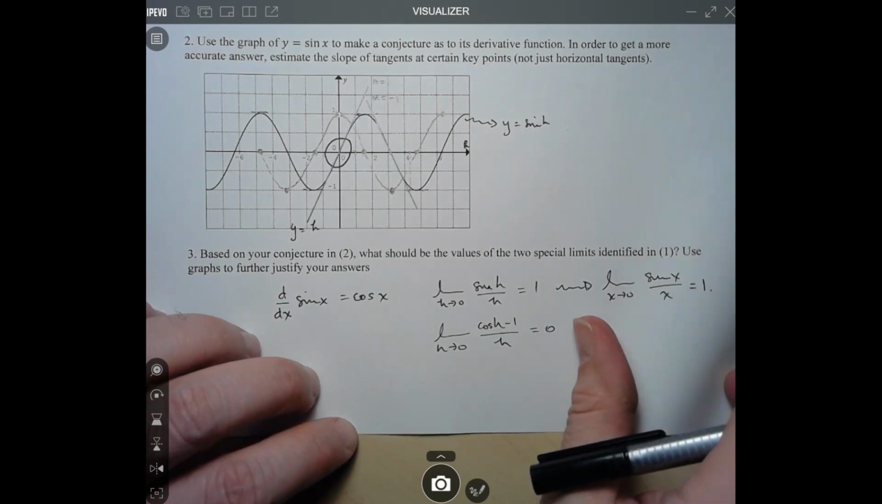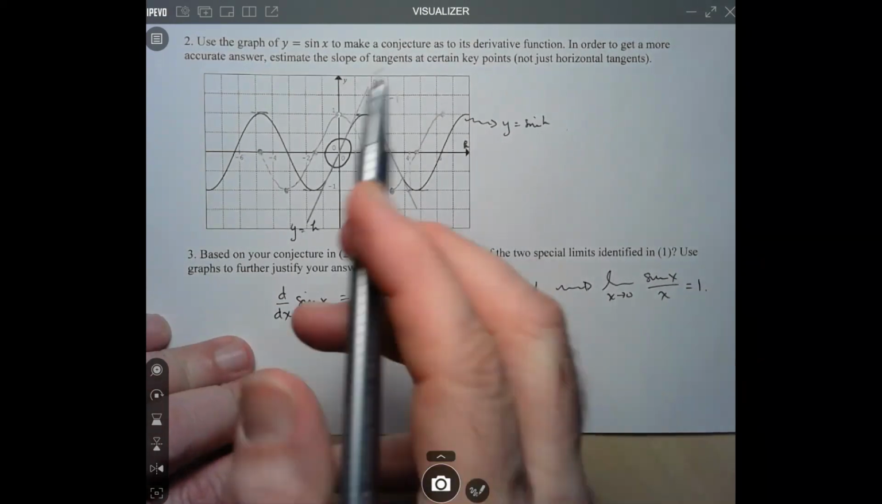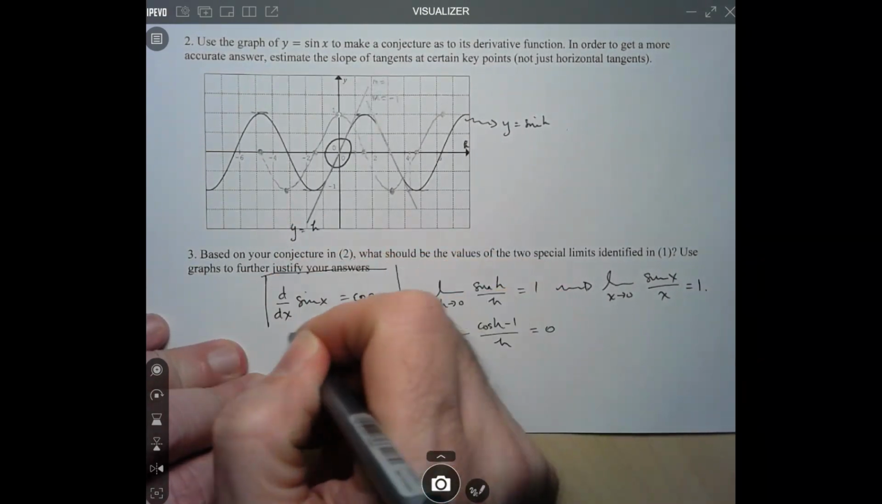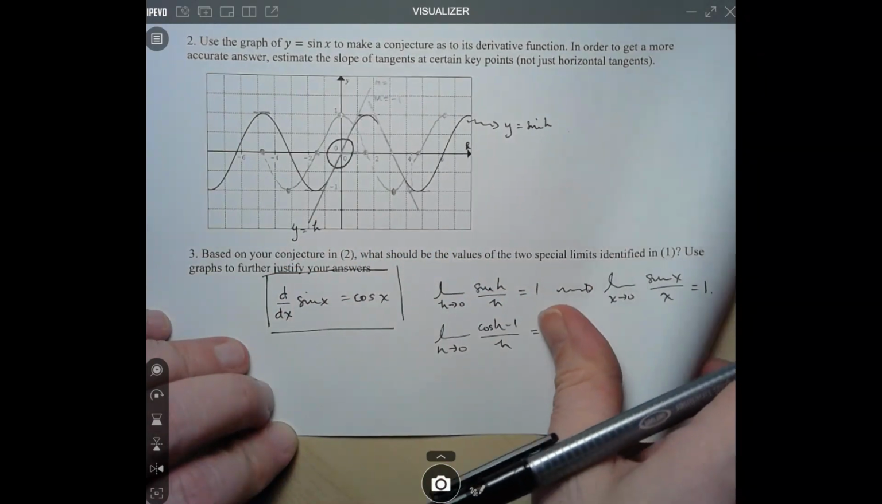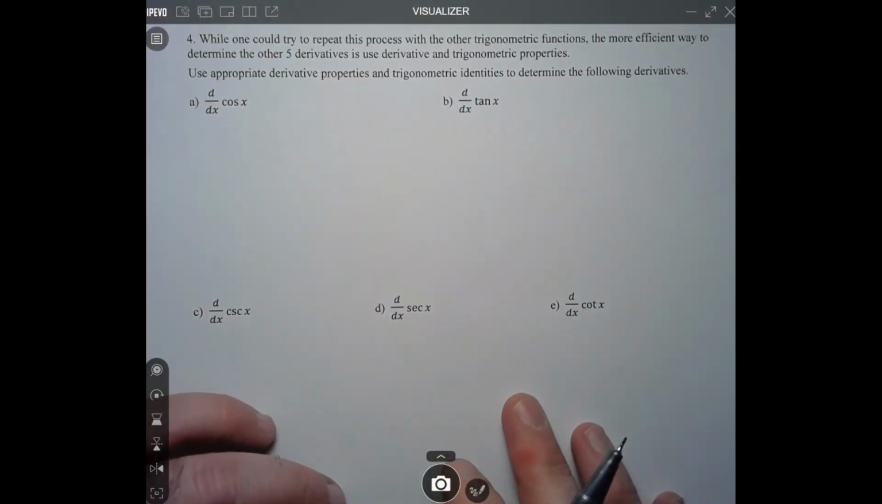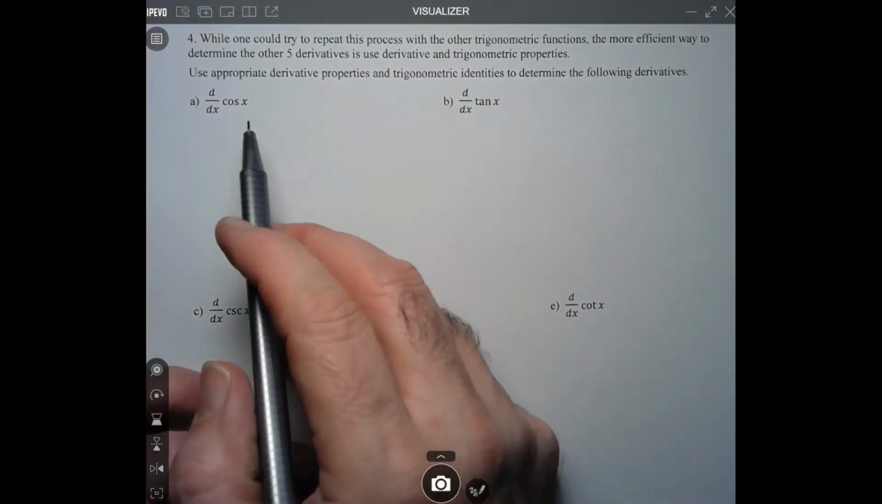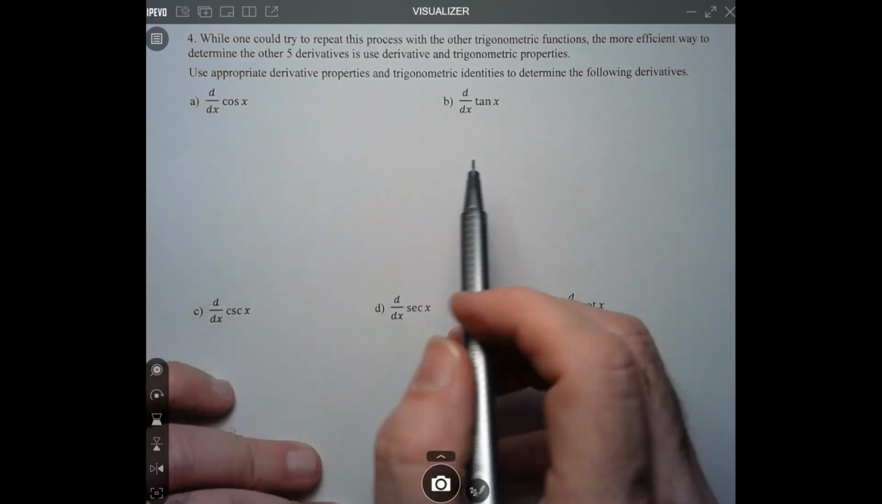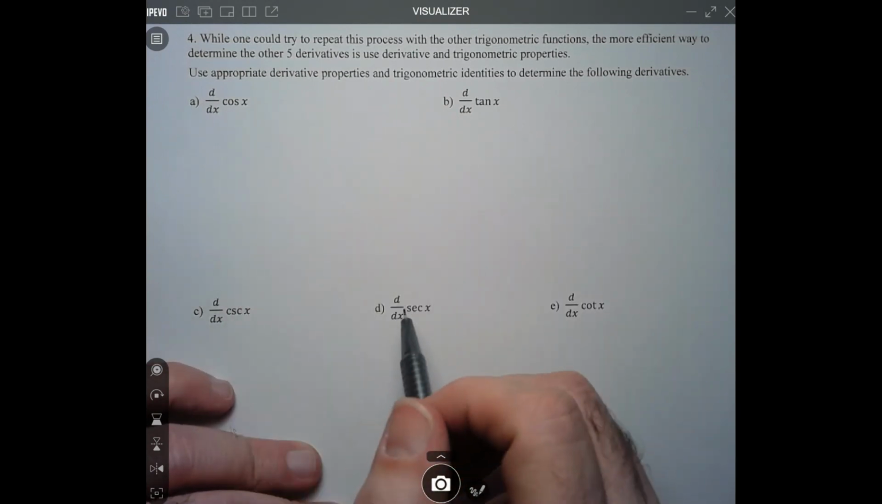So what I want you to do now is take this derivative and see if you can use it to determine all the other trigonometric derivatives. Okay? Now, once you know the derivative of cos x, I think all the others should be fairly straightforward.